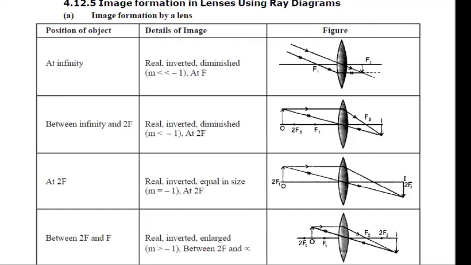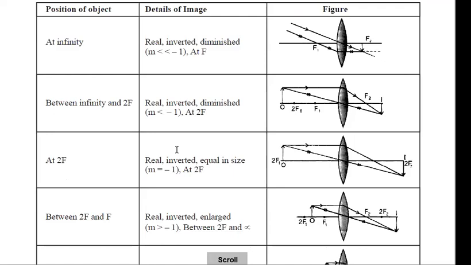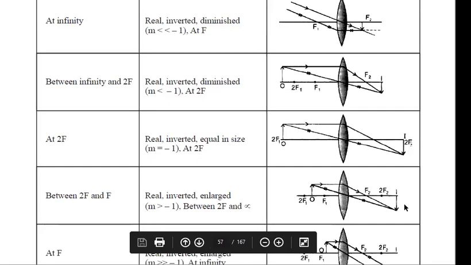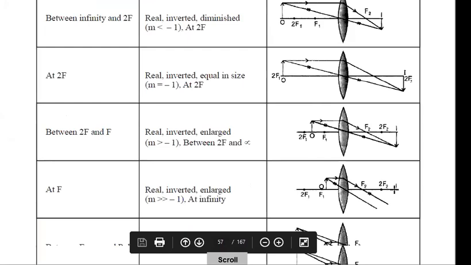Now, can you take the concept and find the analogy? If you see the nature of image of concave mirror, it is same as the nature of image of convex lens. Yes or no? Think about it. When it is between 2F and F, again, beyond F, enlarged. At F, at infinity. Between F and pole, again, virtual and erect.